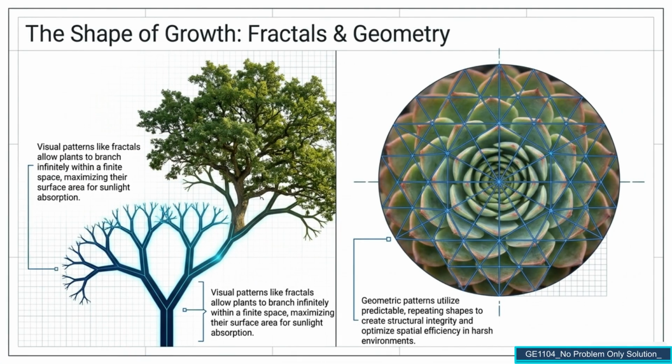Fractals allow plants to branch infinitely within a finite space, maximizing surface area for sunlight. Meanwhile, geometric patterns provide structural integrity and spatial efficiency.